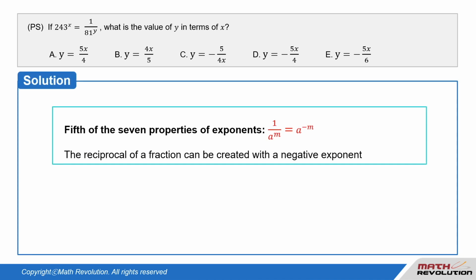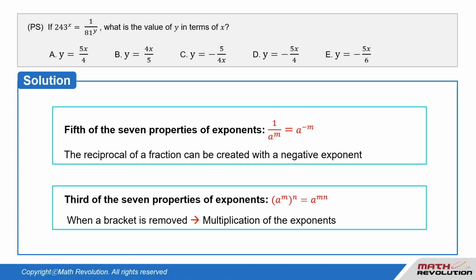Solution. Fifth of the 7 properties of exponents. One of the properties of exponents is that the reciprocal of a fraction can be created with a negative exponent. So, 1 over a to the power of m equals a to the power of negative m.